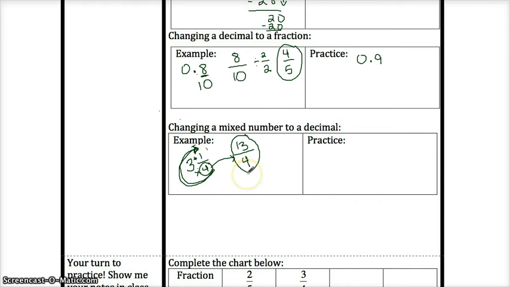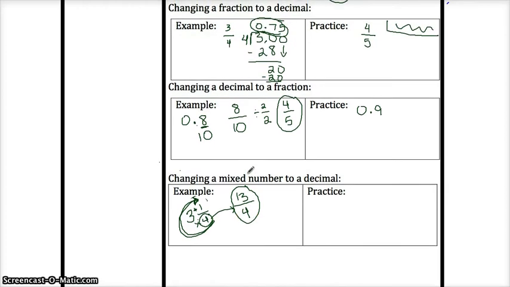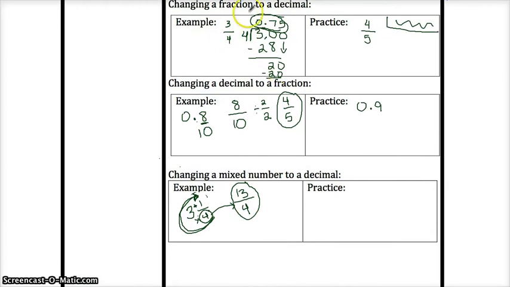Okay, and then what I would do is I would follow the same steps that I would do just changing a fraction to a decimal. So I would do 13 divided by 4. How many times does 4 go into 13? Well, it goes in 3 times. 3 times 4 is 12. If you subtract that, 13 take away 12 is 1.